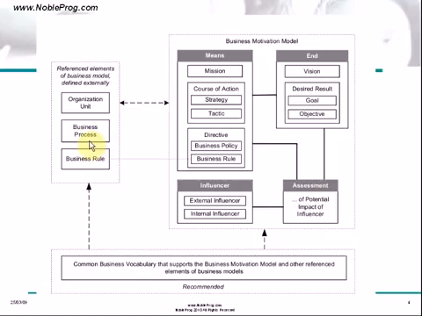We have a business process, and a business process is related to course of action and directives. So business rules, as you notice, are within the model and outside the model. It will be explained at the end of this presentation.